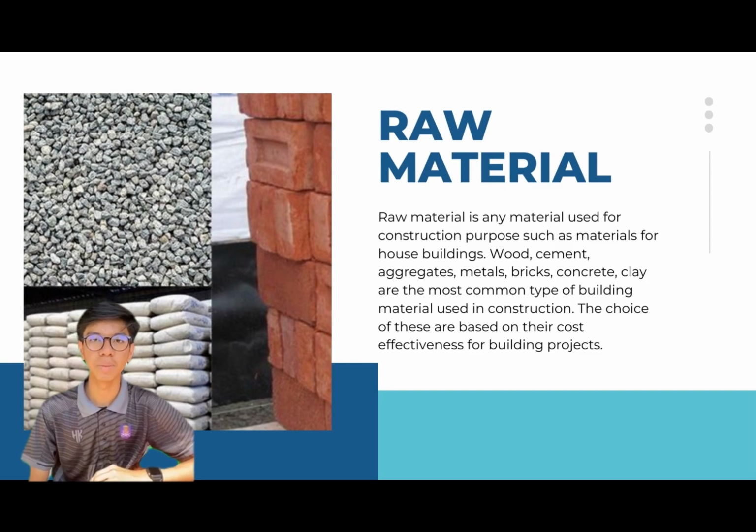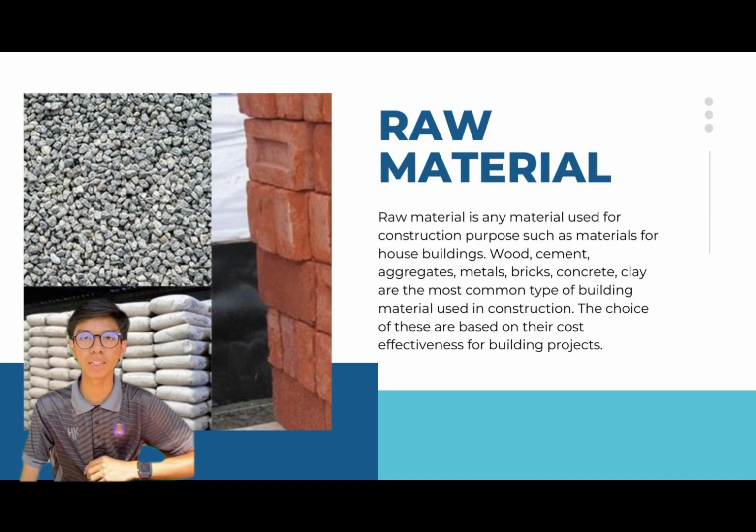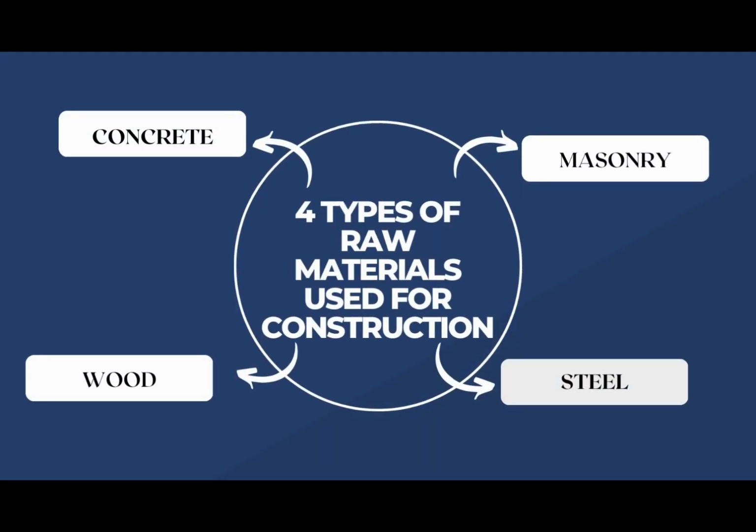Raw material is any material used for construction purposes, such as material for house building. Wood, cement, aggregates, metal, bricks, concrete, and clay are the most common types of building material used in construction. The choice of these is based on their cost effectiveness for building projects. There are 4 major types of raw material used for construction.